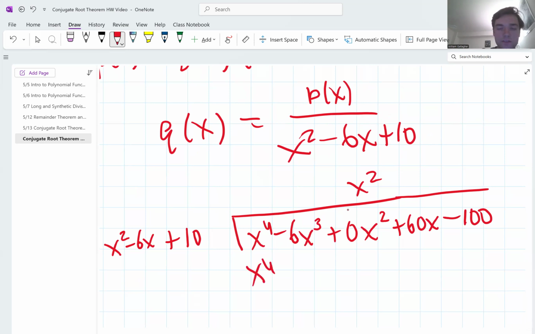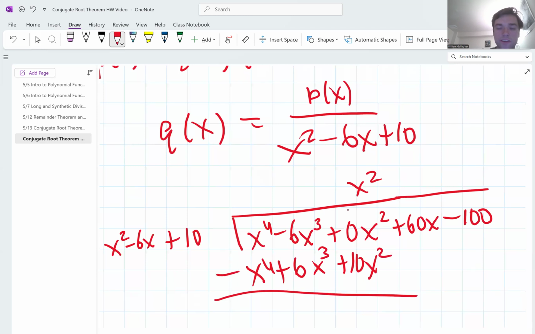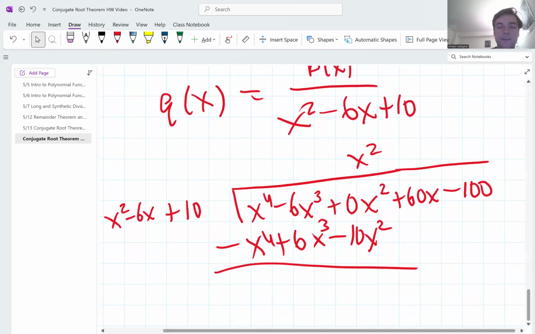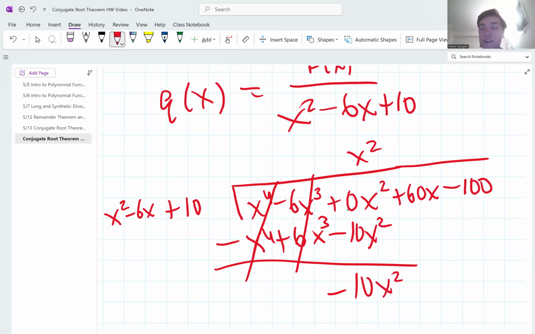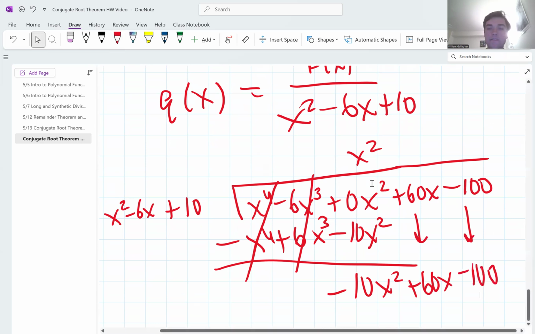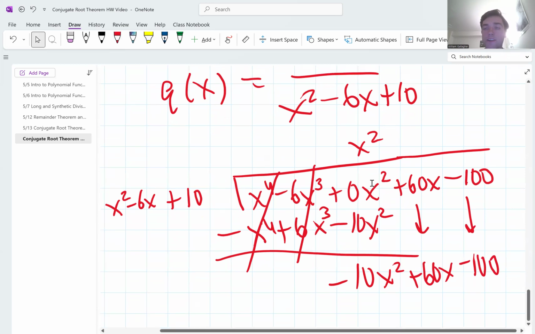And something interesting will happen here. So when I flip all the signs, you'll notice that actually both the x to the 4ths and the x cubes cancel out. Remember, I'm dividing by a trinomial, so I need to make sure that I have 3 terms. So I'm going to bring down the 60x as I always do, but I need to also bring down the negative 100. Okay? And negative 10x squared divided by x squared is negative 10.